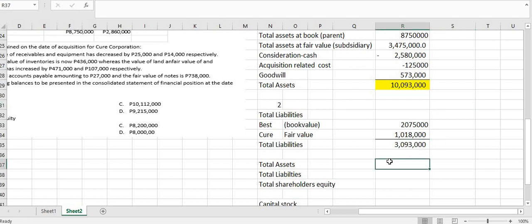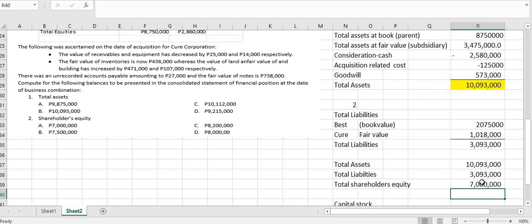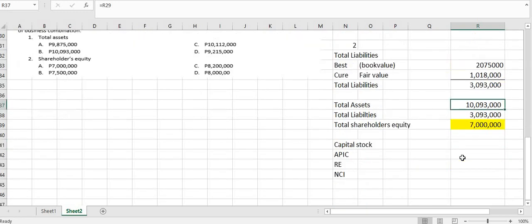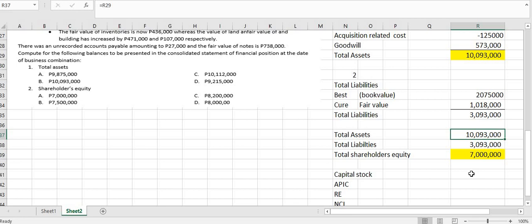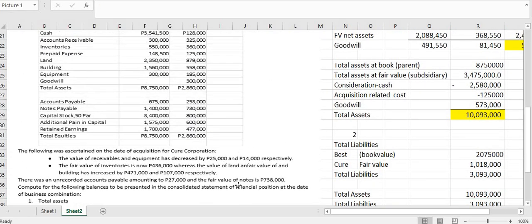So from our total assets of 10,093,000, we deduct the total liabilities of 3,093,000 to determine the total shareholders' equity, amounting to 7 million. Or you can compute our total shareholders' equity by adding all the equity accounts of the subsidiary plus the non-controlling interest.